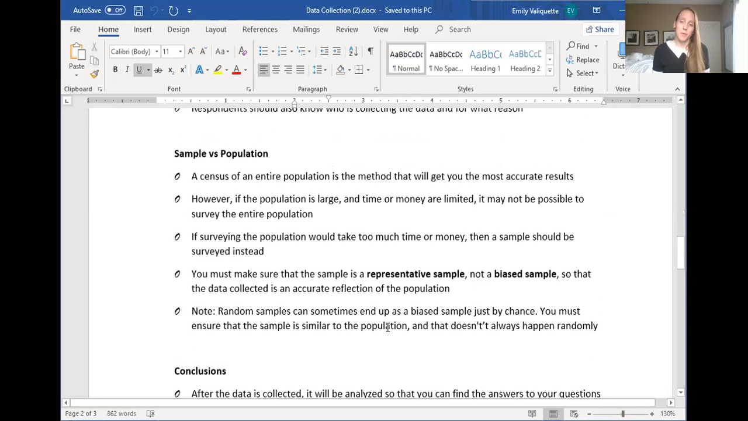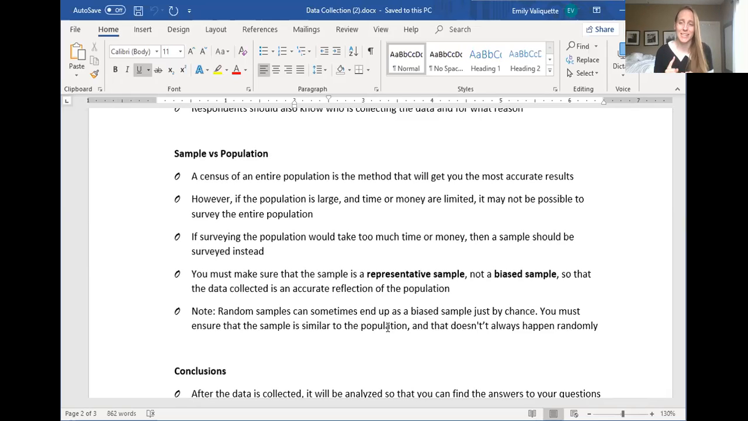When deciding whether it would be better to do a sample or a population, there are a couple different things that you need to take into account. First of all, a population is always going to be more accurate than a sample. So if the most important thing is accuracy and you have unlimited time and unlimited resources, go with a population over a sample. However, if the population is large and you don't have unlimited time and/or you don't have unlimited money, then it just might not be feasible to survey an entire population.